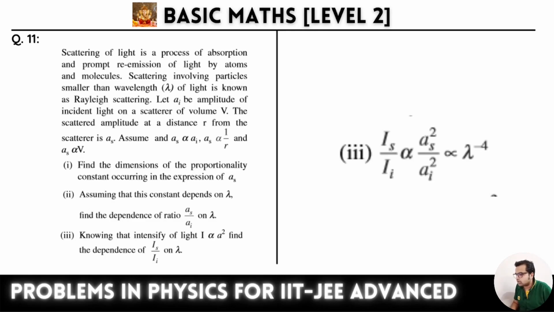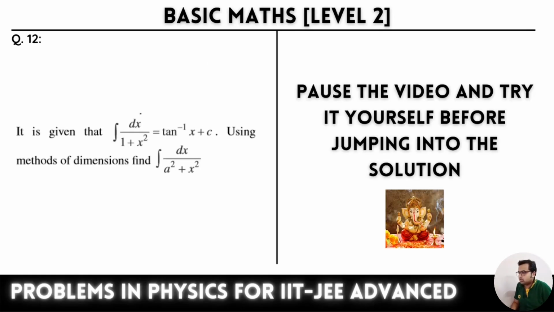Okay. Now let's jump into the next problem, that is problem number 12. In problem number 12, it is given that the integral of dx upon 1 plus x square is equal to tan inverse x plus c. Using methods of dimension, find the integral of dx upon a square plus x square.